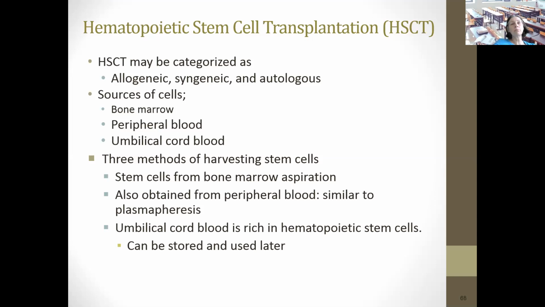Where do we get stem cells? Bone marrow, peripheral blood, or umbilical cord blood. So when you're born, you can actually pay to have your umbilical cord blood saved, frozen, and used later, or you can donate it to somebody else who's HLA compatible.